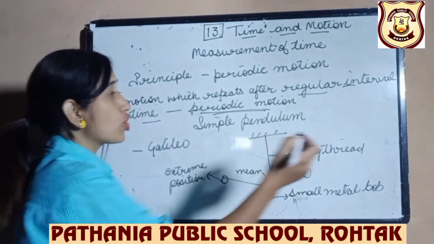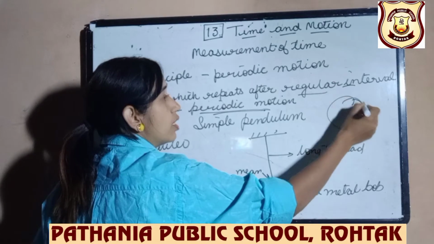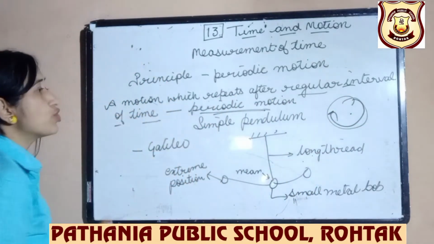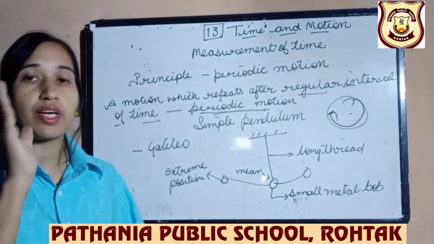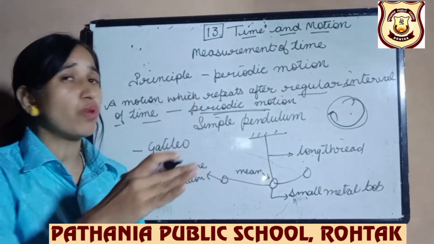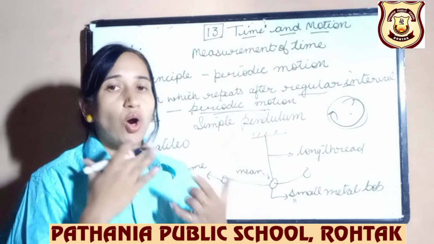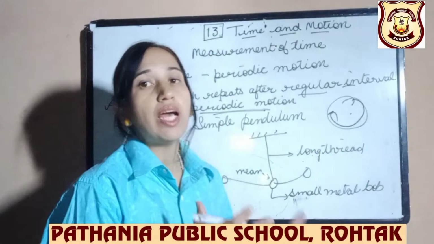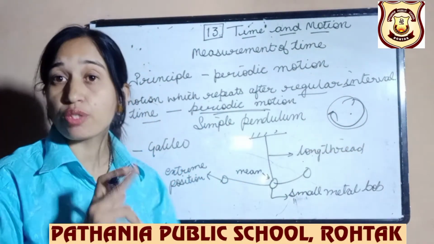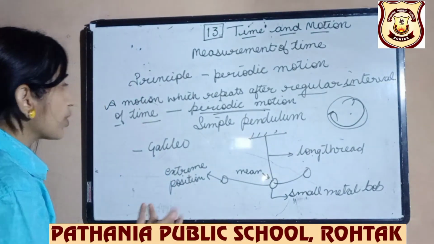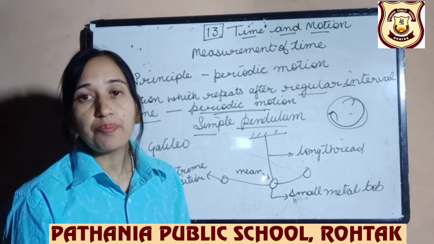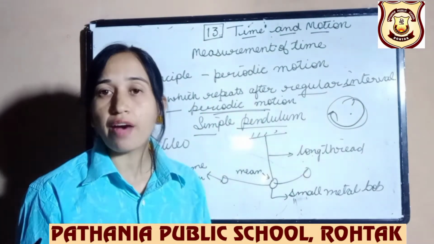This clock depends upon this periodic motion. A motion which repeats itself at a regular interval of time is called periodic motion. And the clocks where we are watching the time and the schedule, it all depends upon this circulatory, periodic motion. So a simple pendulum is a very good example.